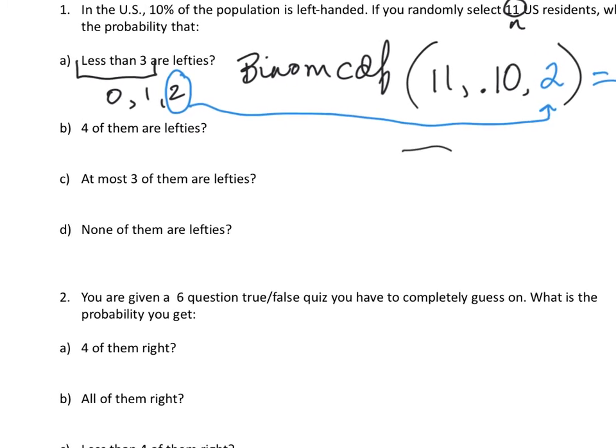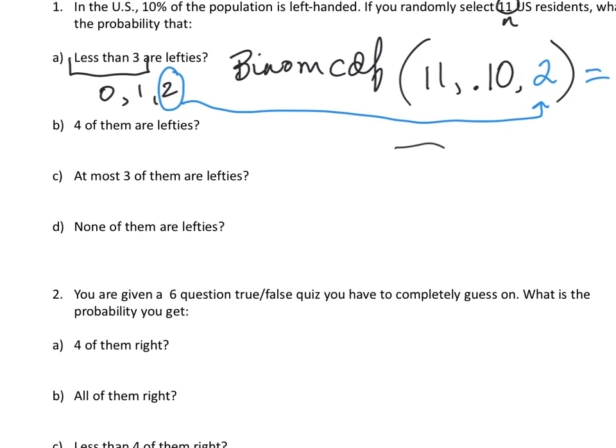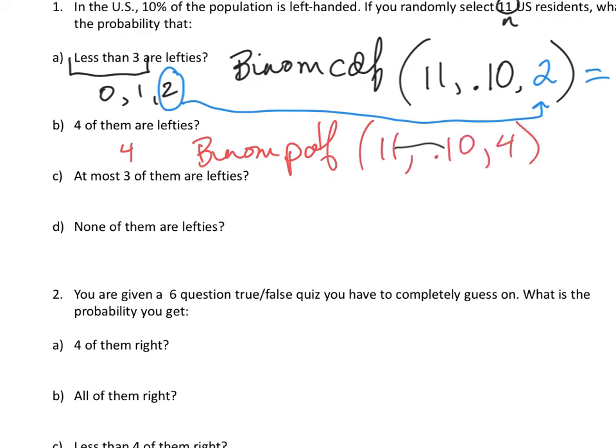All right, then B, what's the probability 4 of them are lefties. So I'm going to write what 4 means. 4 means 4. There, I'm done. So that's a PDF. 11 for your trials. 0.10. This time it's 4. We'll go back up and get that decimal here in a minute.